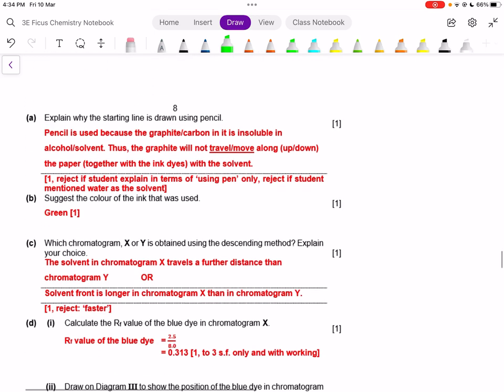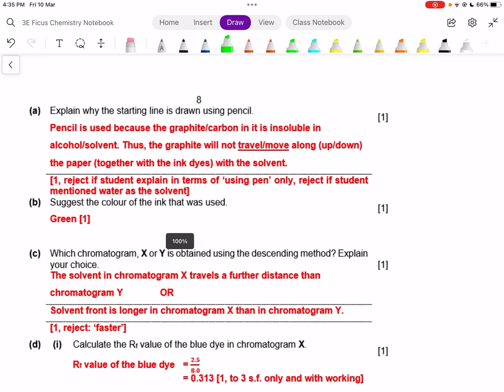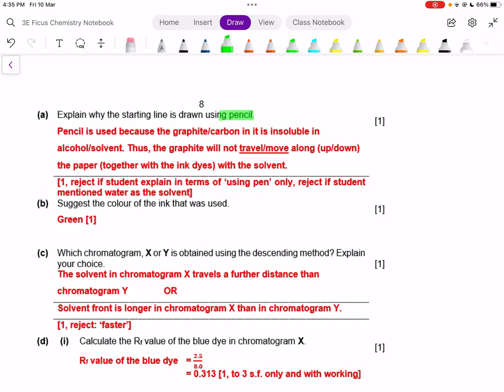Let's look at question 3 in section B. Explain why the start line is drawn using pencil. So the focus here is on pencil. Some of you talk about pen, so I reject. You cannot use counter argument. This kind is what we call counter argument: I ask you one thing, you explain about the other thing.